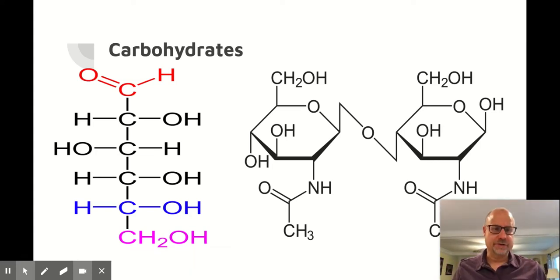So carbohydrates are sugars. The monosaccharides and polysaccharides are carbohydrates. They are sugars. Monosaccharides are sometimes called simple sugars or simple carbohydrates. And then the polysaccharides are sometimes called complex carbohydrates. What we have here is the molecular structure of a carbohydrate.